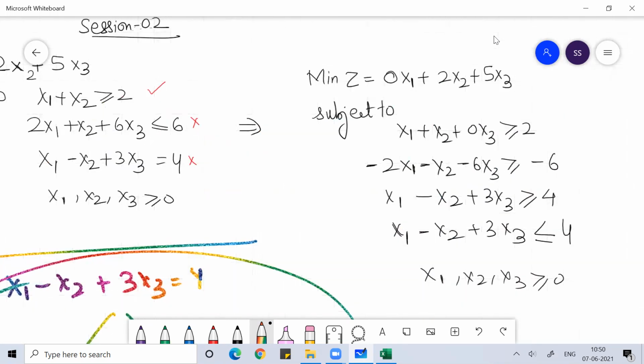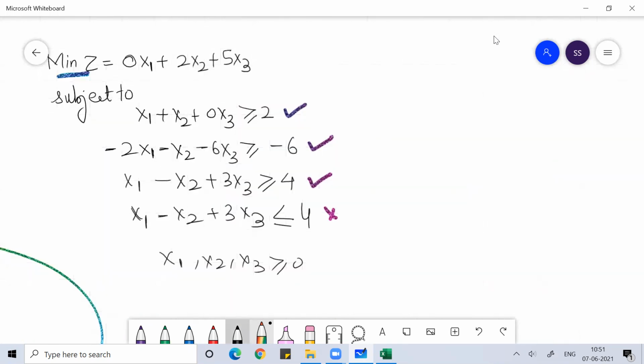Still, this is not in canonical form, because if your objective function is minimization, then your constraints should be greater than or equal to. You can see this is not greater than or equal to. So, guys, we are writing the given equation into canonical form.